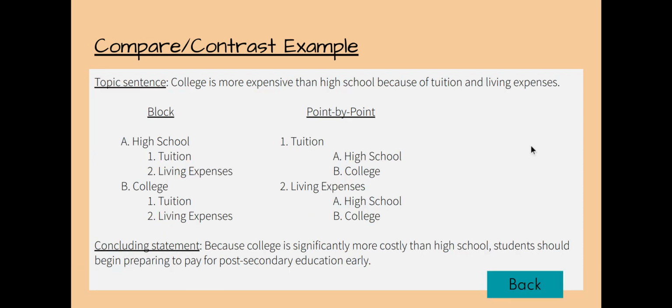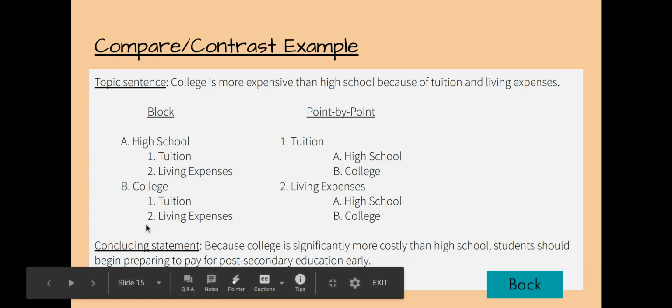Here's an example of this outline, what it would look like in an actual essay outline or paragraph outline. So our topic sentence is college is more expensive than high school because of tuition and living expenses. A block paragraph would organize it by talking about tuition and living expenses only to do with high school first. And then it would switch to only talk about college before it gets to the concluding statement.